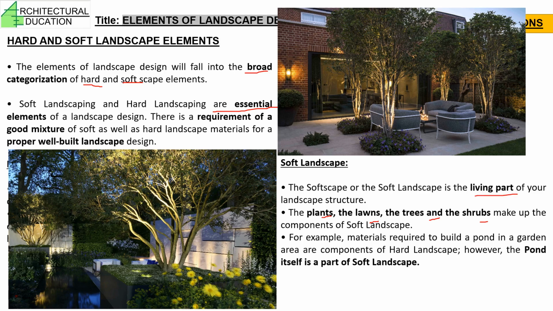Soft landscape is the living part of it. What is the living part of it? Plants, lawn, trees and shrubs. These are the living parts of landscape elements. So if you see over here, there is a complication: the pond which is constructed is a softscape, but the way it is constructed is again called hard landscaping.